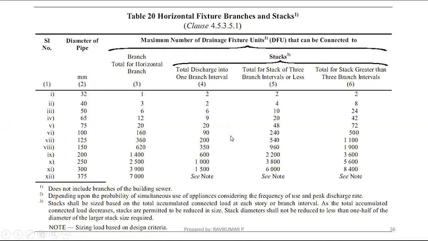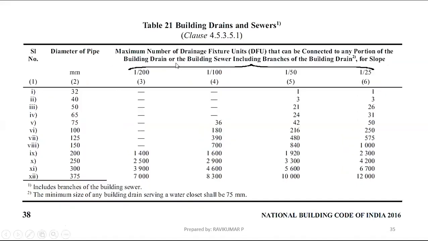In the previous table, table number 21, generally they have provided this. They have not mentioned horizontal, vertical and all. Here they have provided slope. Based on the slope only, we have to put the pipe, we have to connect the pipe. If they are giving slope, it means this is not a vertical pipe. Only for horizontal pipe are we giving slope.